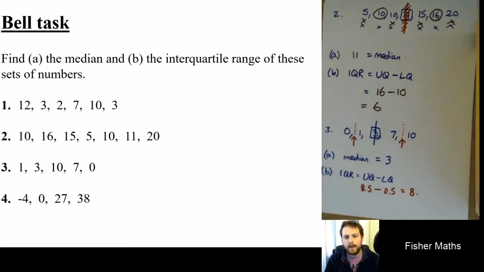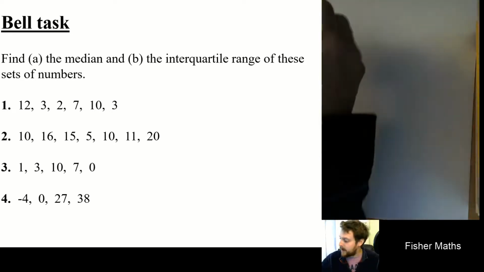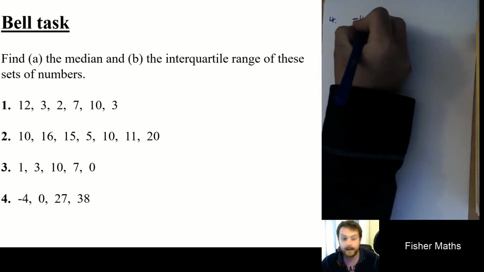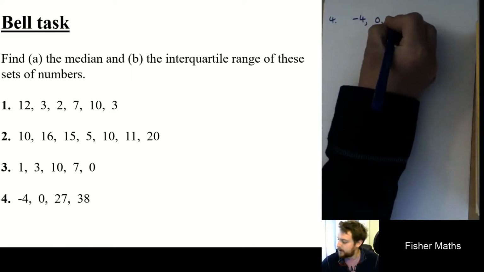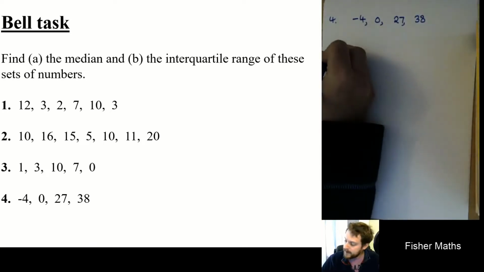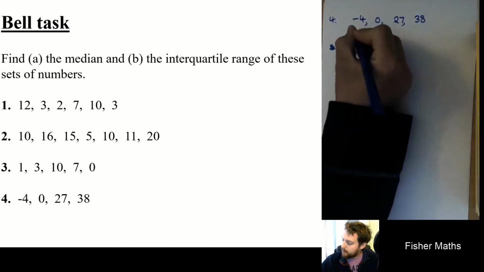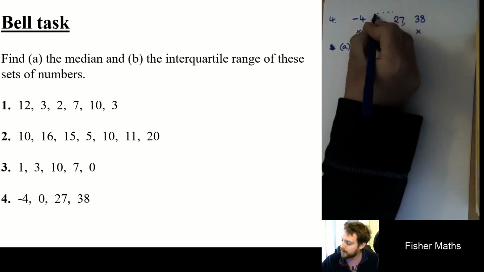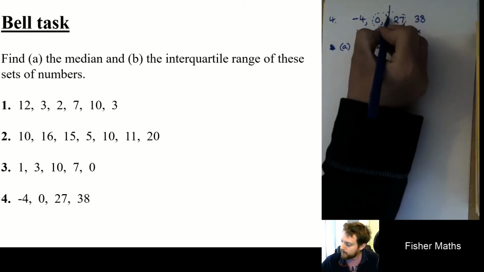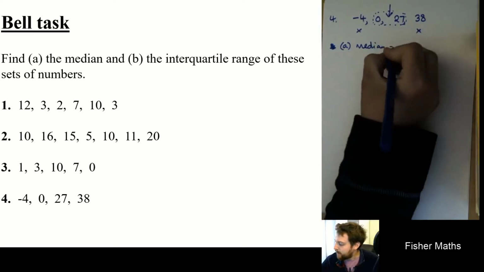So that's that one. And then last question in the Bell task is number 4 here. We have to put these numbers in order, and they actually are handily enough already in order for us. So for the median, I'm going to the middle. I have these 2 numbers in the middle, so I have to go halfway between them. So halfway between 0 and 27 is 13.5.